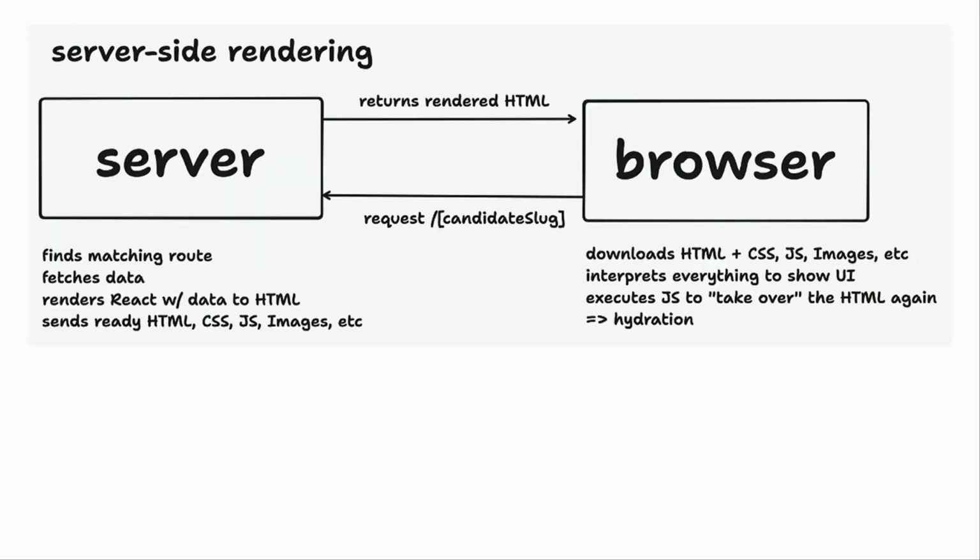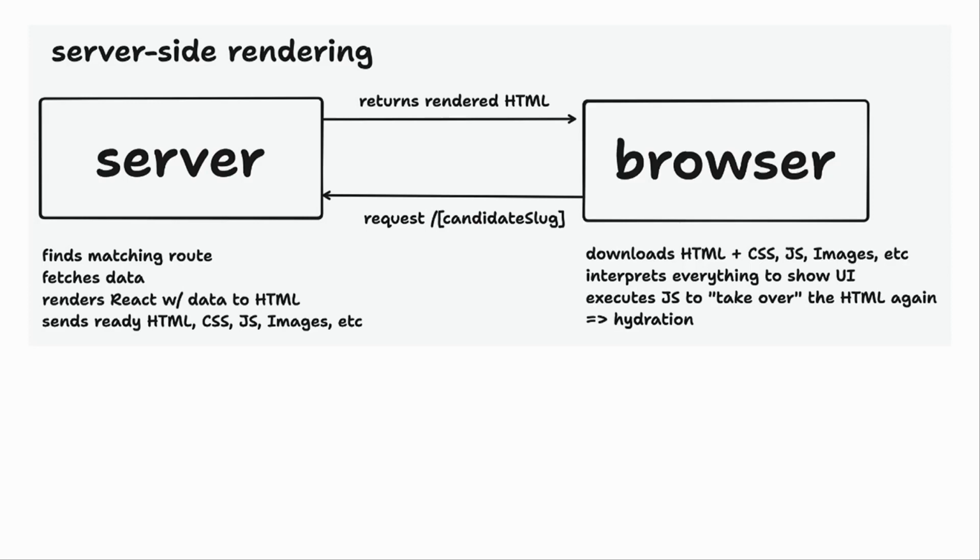Now to server-side rendering. Well, server-side rendering splits up the responsibility between browser and server. And so the browser, again, requests a certain page. For example, the candidate slug in the Wahlkabine. Then the server will match this route in its internal code. It will fetch the data immediately on the server. Then it uses React to, for example, render this data to HTML and send that to the client.